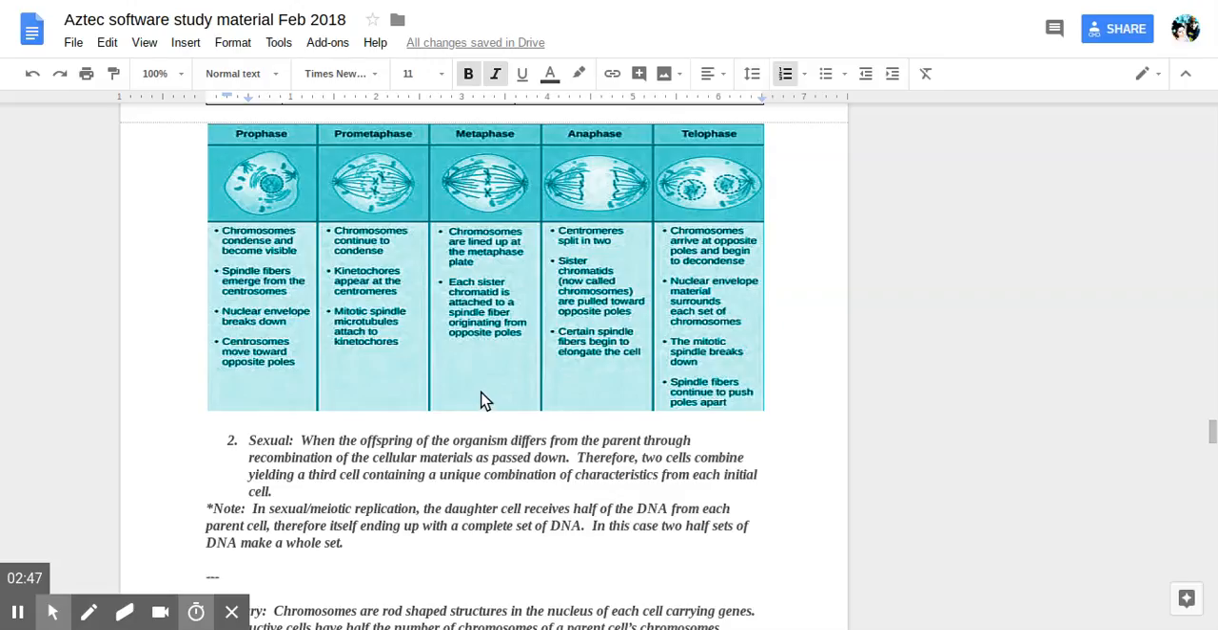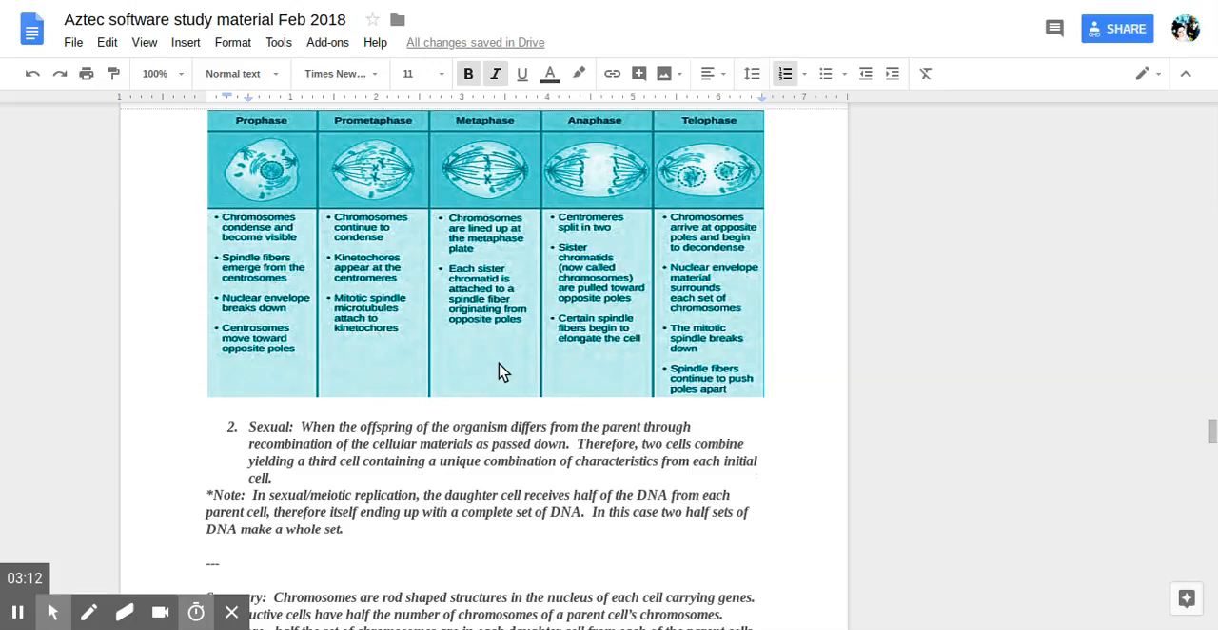At each of the poles, the mitotic spindle breaks down, and the fibers continue to push the poles apart until the cell finally undergoes cytokinesis, and the cell divides or splits up into two cells. The cytoplasm splits.